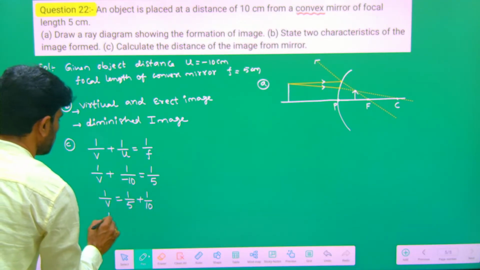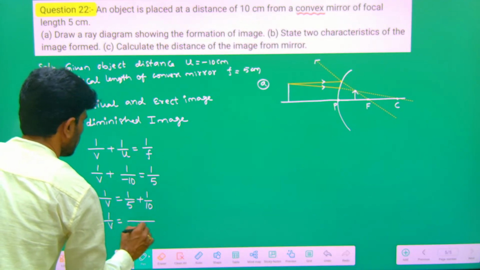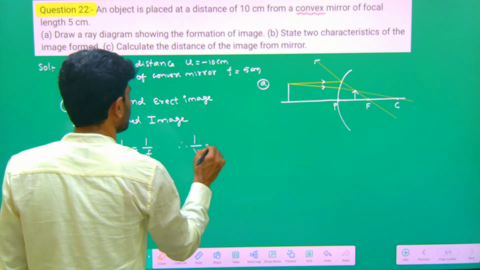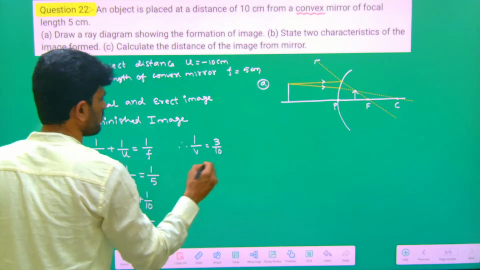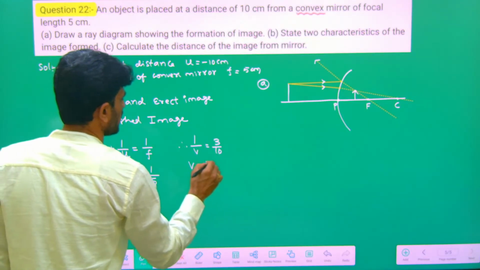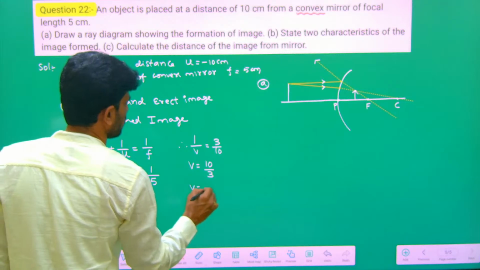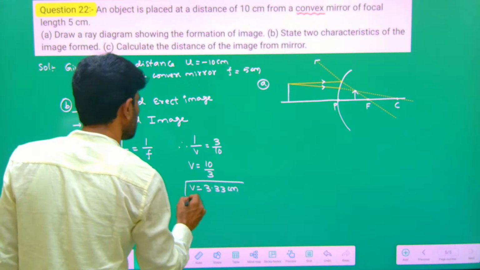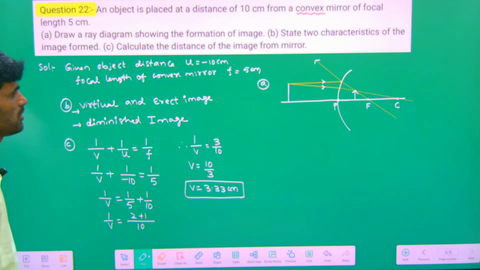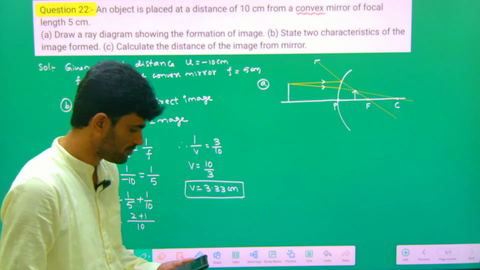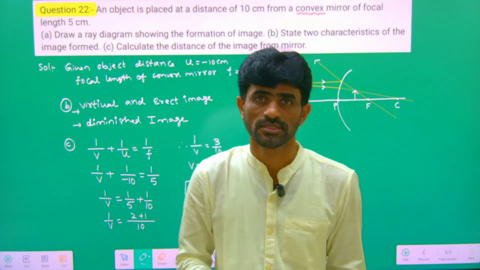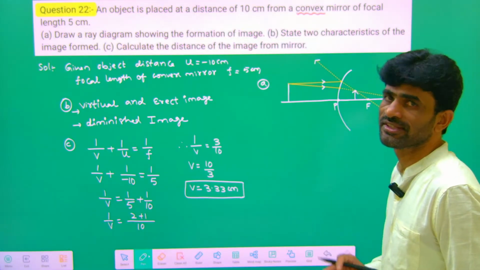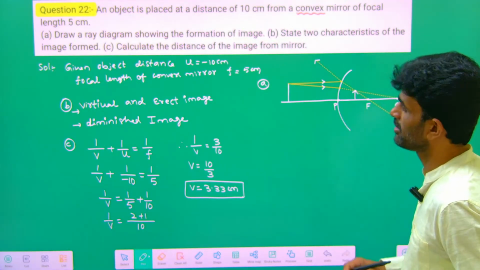So here also we get the same as before. 1 by V is equal to 1 by 5 plus 1 by 10. So again LCM is 10 only. We have 2 plus 1. So we get 1 by V is equal to 3 by 10. Same answer we got before. That is, V is equal to 10 by 3, so V is equal to 3.33 centimeters. This is the way we find image distance. Numericals related to concave mirror, convex mirror, magnification, ray diagrams.